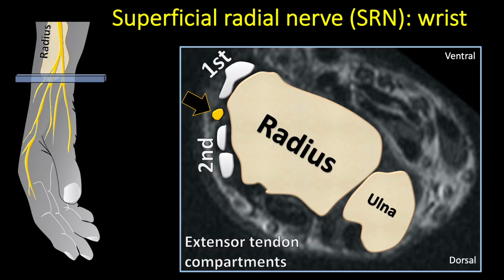At the level of the wrist, the superficial radial nerve courses subcutaneously proximal to the radial styloid. Distally, the nerve crosses posteriorly over the radial styloid and runs between the first and the second extensor tendon compartment of the wrist. This is a very superficial location for the superficial radial nerve, and therefore it may be more susceptible to traumatic injuries.